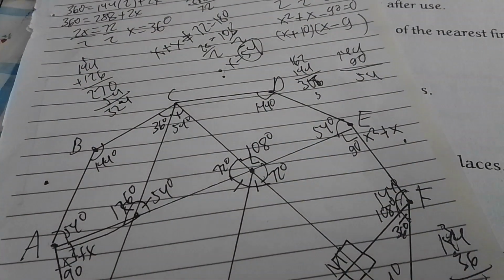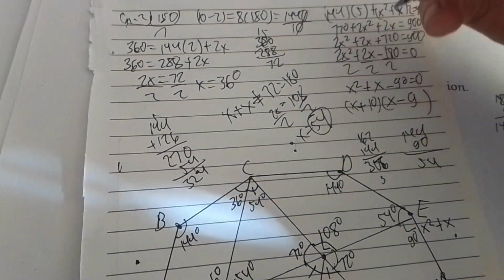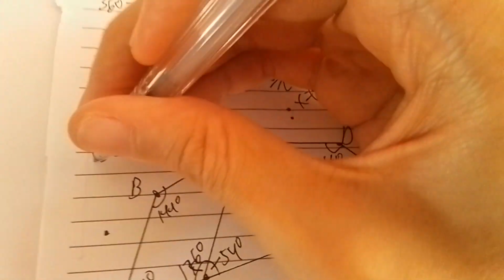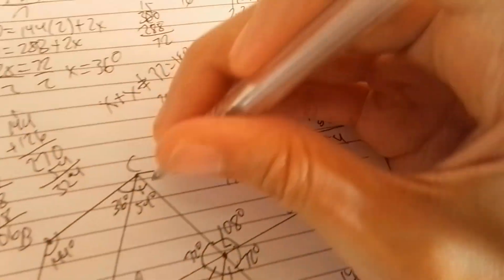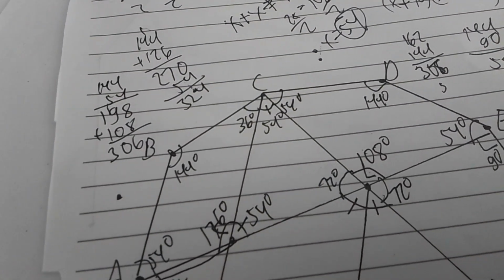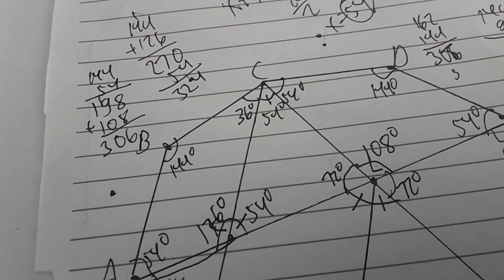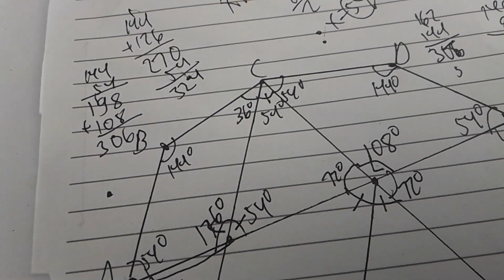Now for the last one. 108, 54, 144. Right, let's add them. 144 plus 54 is 198. Then plus 108 is 306. So the remaining angle should be 54 again. And remember what I said, the last angle should be 144 degrees. So 54 plus 54 is 108. And what's 108 plus 36? 144. That's it. Our answer is correct, okay?